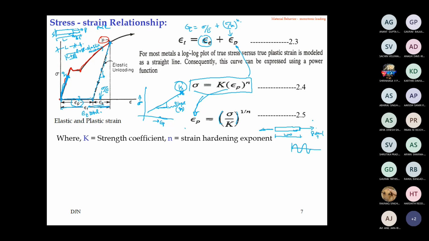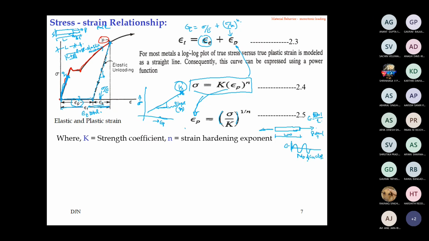So the strain you can just calculate as delta L, that is 0.1, divided by the original length L. So you can do this part to determine the strain. So this is strain versus number of cycles.